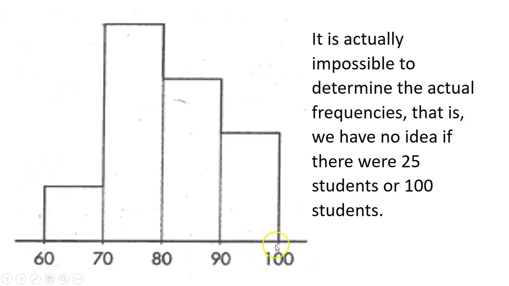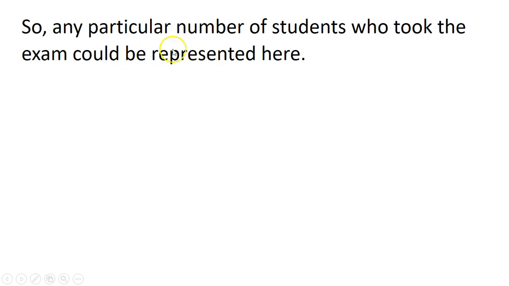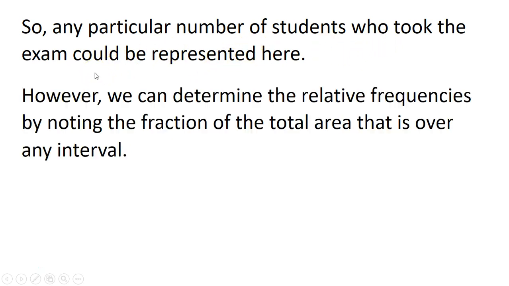I can tell you what people's scores were. That scored between 60 and 70, sure. Scored between 70 and 80, sure. 80, I can show you, I can't tell you how much. I know what zone they might have scored in, but I don't know how many people, right? We have no idea if there were 25 students or 100 students in the class, so I can't tell you the actual frequency. So any particular number of students who took the exam could be represented here.